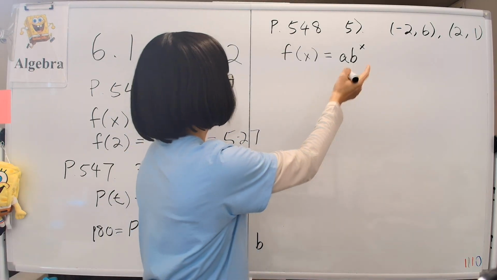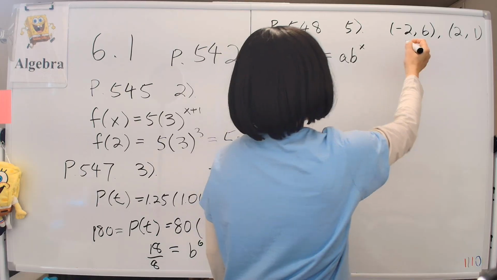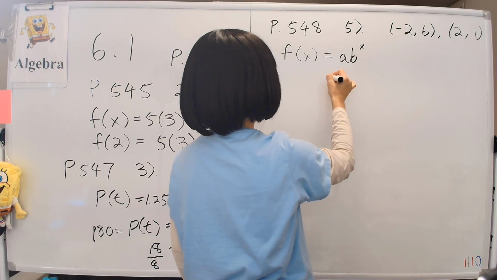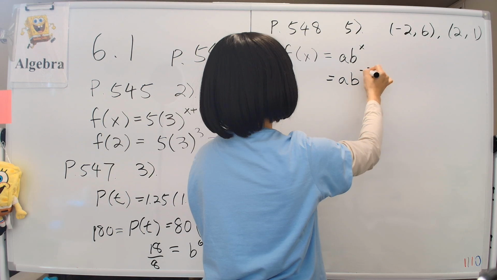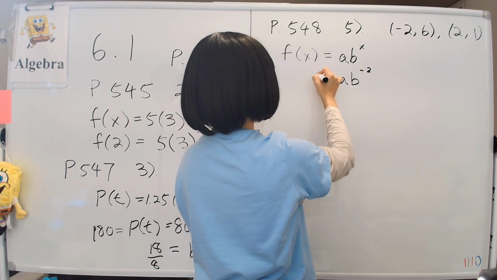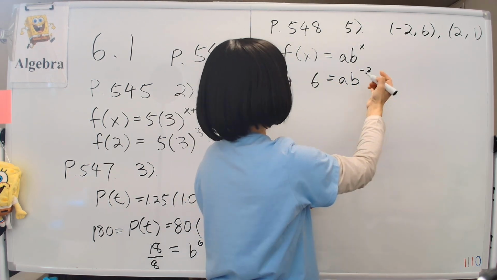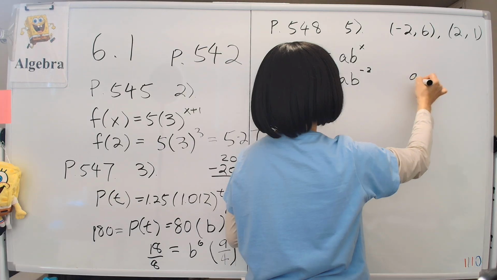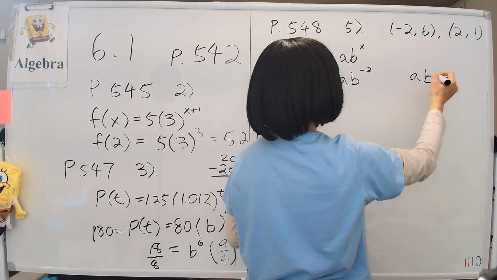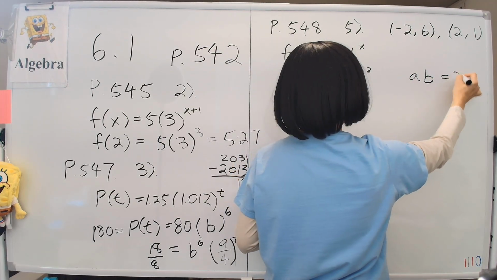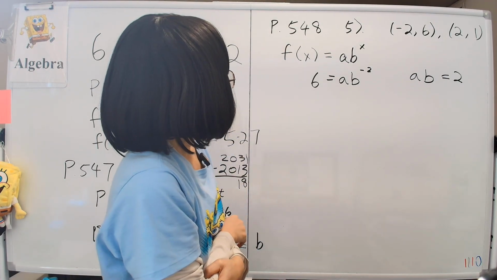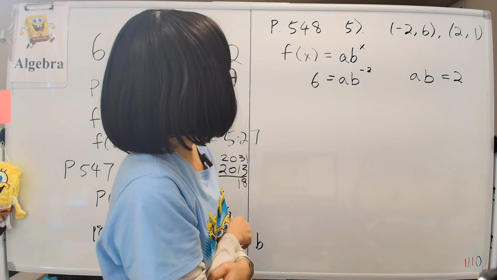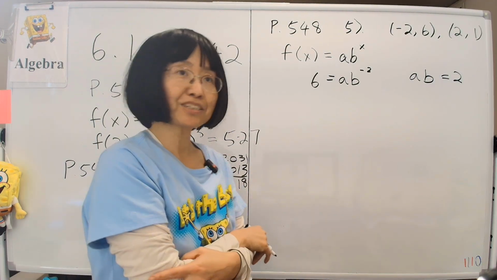So let's consider the first point. When x is -2, we write down A B to the power -2, then f of x equals 6. Similarly, when x equals 2, that is A B squared, which is equal to 1.